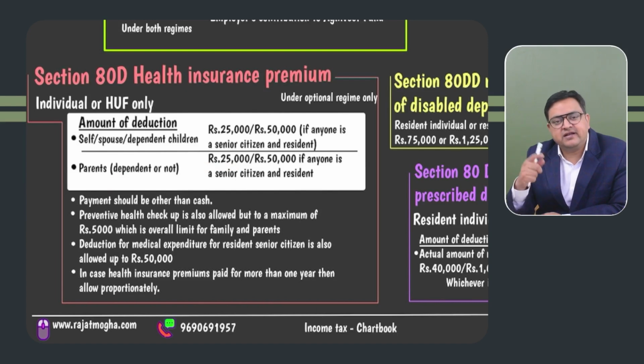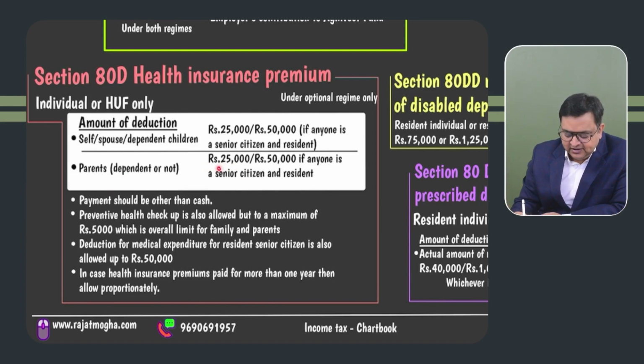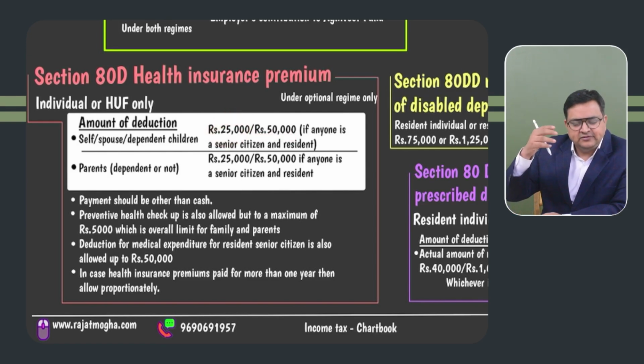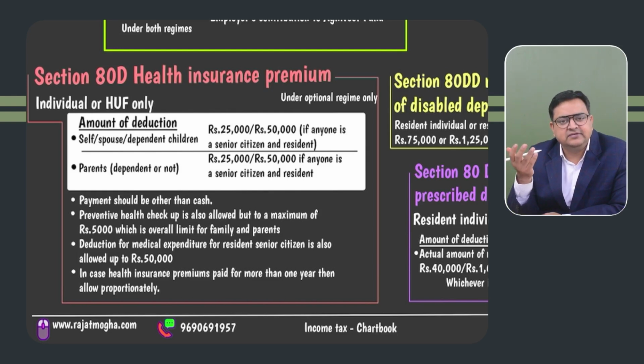But if the parents are resident senior citizen, the limit will be increased to 50,000. So in this case, the limit 25,000 would be increased to 50,000. And if the assessee himself or the spouse is a senior citizen, then again the limit would be increased to 50,000. So generally there are two categories, 25,000, 25,000. But if the person or the parents are the senior citizen, then 25,000 will be increased to 50,000 rupees. So this is the maximum deduction which we can get over here. Health insurance should not be paid in cash. If it is paid in cash, we will not be giving you any deduction.